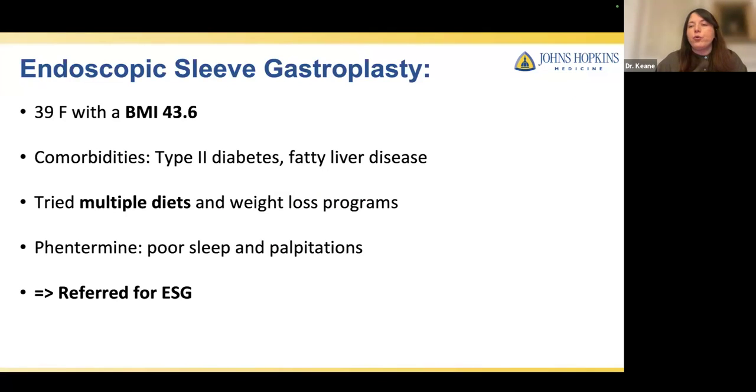So let me take you through another patient who had this procedure. This was a 39-year-old female. She had a BMI of 43. She had type 2 diabetes and fatty liver disease. And there was some concern because her fatty liver disease was progressing. She now had moderate fibrosis. She tried multiple diets and weight loss programs in the past without success. She'd also tried some of the medicines for weight loss. She tried phentermine, but it gave her poor sleep, palpitations, and she had to stop this medication. So she was referred to me for an ESG.